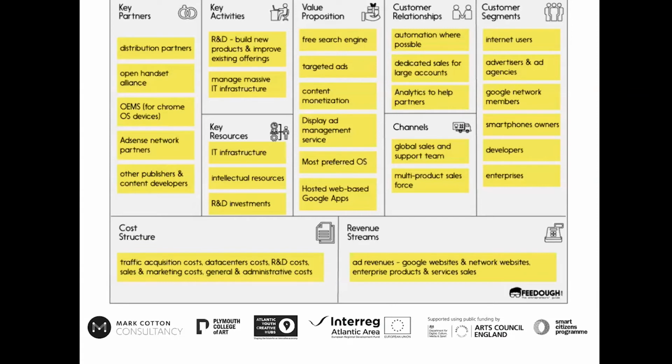As you can see, it's all very high level. The business model canvas is not the place for lots of detail. It's where you can capture the essence of your business.